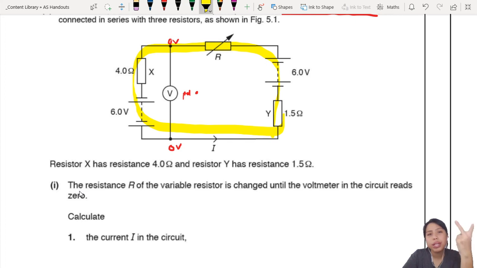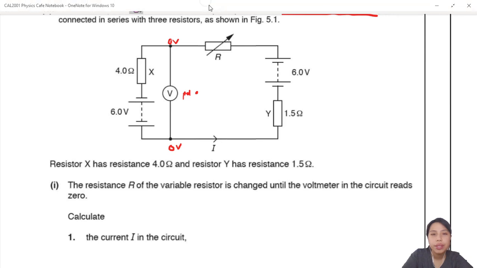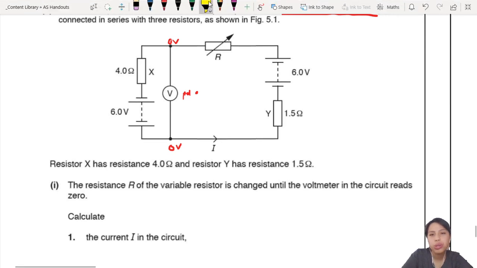Yeah, but you have 2 unknowns. You don't know current, you don't know R. So if you include R in your loop, you won't be able to solve part 1. So we need to choose a different loop. If we choose this loop, we still have the problem of we don't know R and I, 2 unknowns. So we have to choose this loop now.